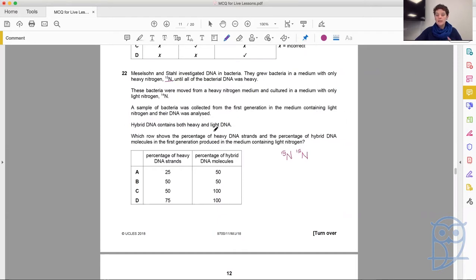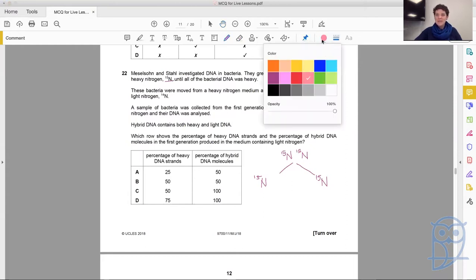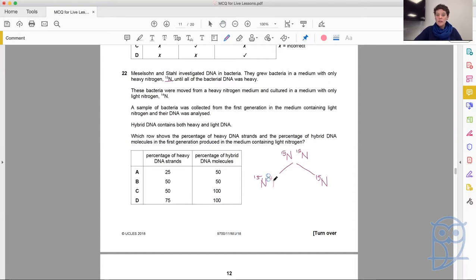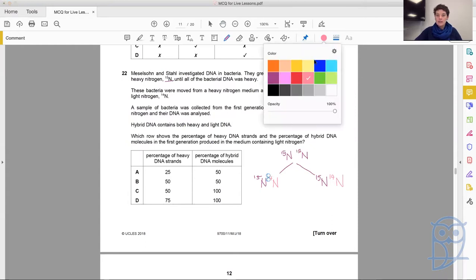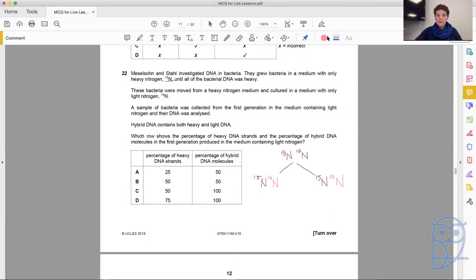DNA was analyzed. So we're going to have DNA replication. So our old strands are each going to split, and each old strand is going to act as a template for a new strand. Now we can't do this in only one part, not going to work. The new strands are going to be 14N, the lighter nitrogen. So now we have our first generation. So hybrid DNA contains both heavy and light DNA. Well, that's right, both of ours are hybrid.